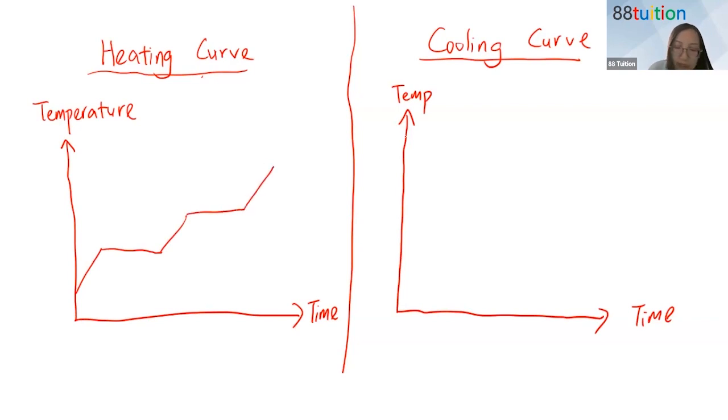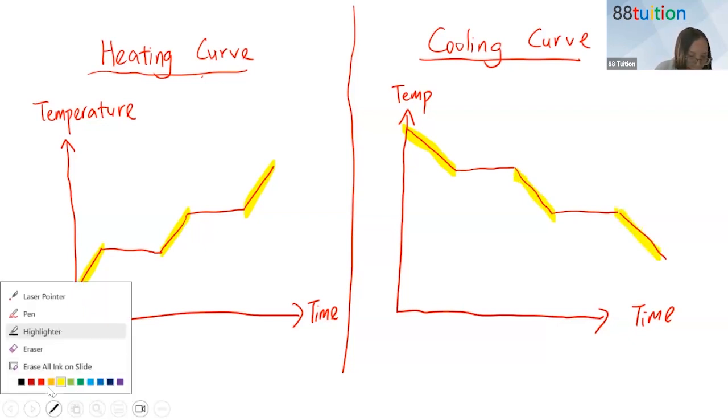Then the cooling curve means the temperature goes down, right? So you'll be going down, which means slope, horizontal, slope. Let me highlight the 3 slopes. Over here, I have the first slope, second slope, and third slope. Here I have the first slope, second slope, and the third slope. Now let's label the first slope.